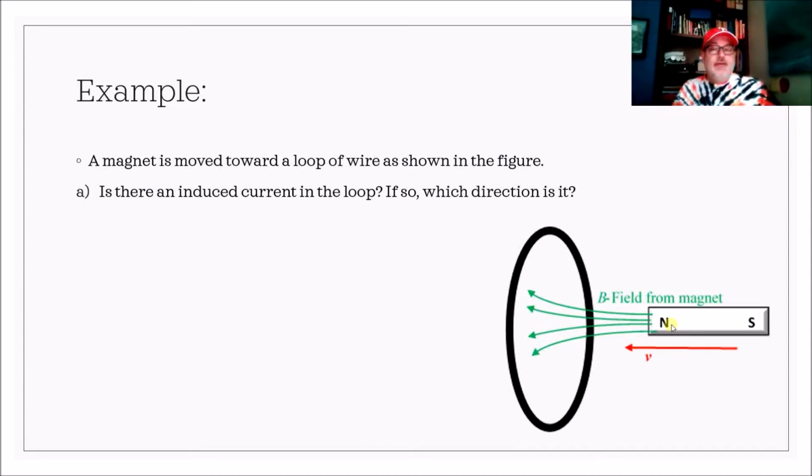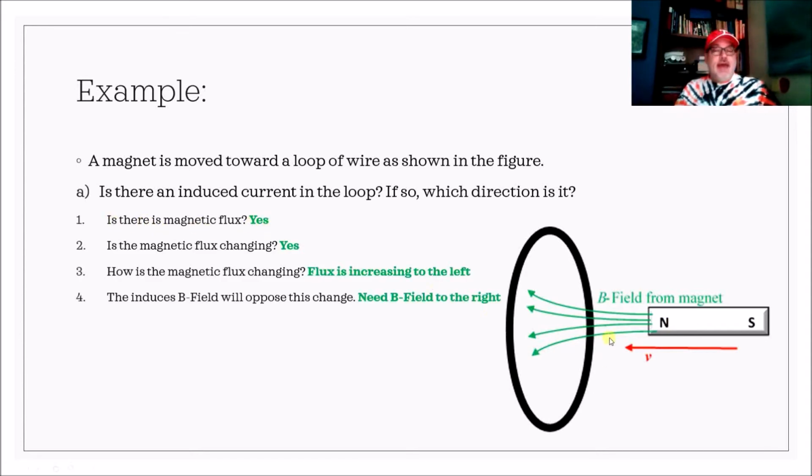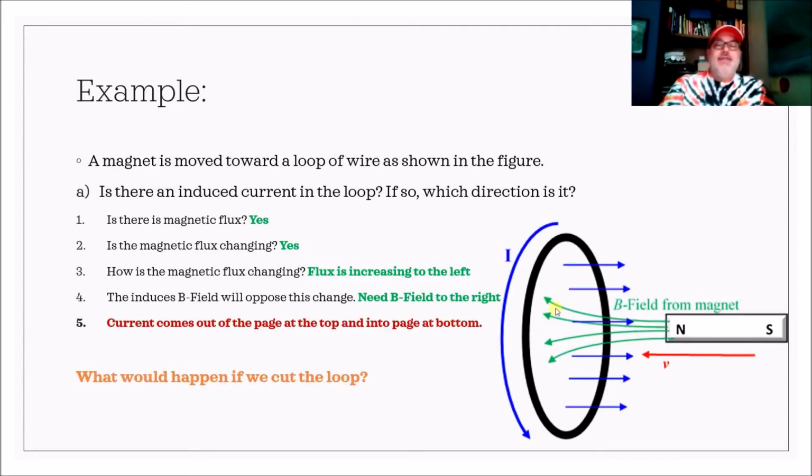All right, let's go through it together. Is there a magnetic flux? Yes. Is there a changing flux? Yes. Well, how is it changing? Well, the flux from this magnet is to the left through the loop. And as we get this magnet closer and closer, it's increasing in strength to the left. So we have flux to the left that's increasing. So we want to get rid of that increasing flux as best as we can. So the loop will induce a magnetic field to the right to oppose the increasing flux to the left. So which way does that mean current flows in this loop? So it's a three-dimensional thing represented in a two-dimensional picture, so it's a little hard.